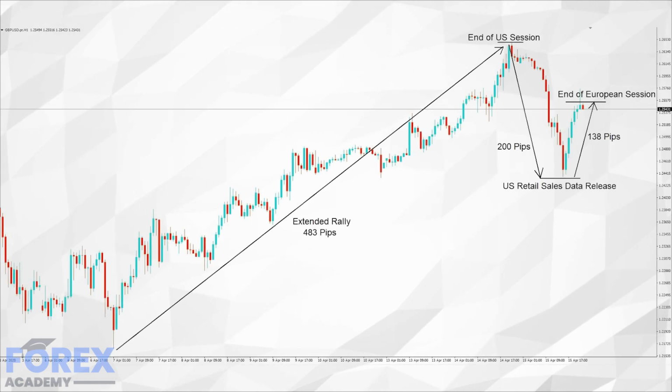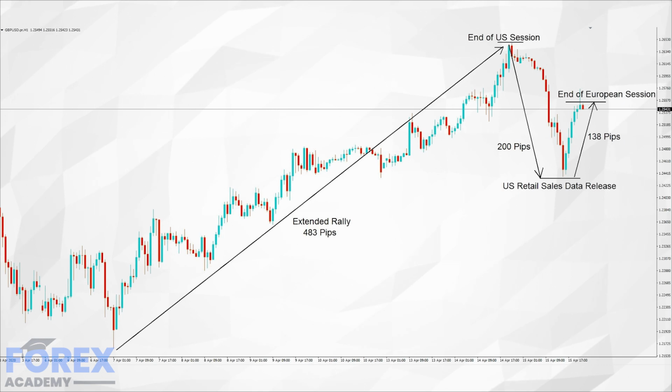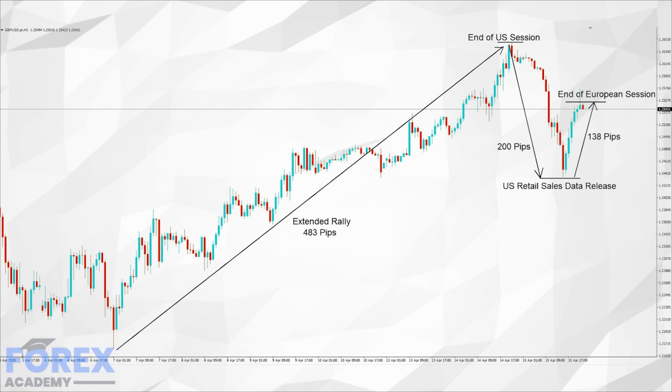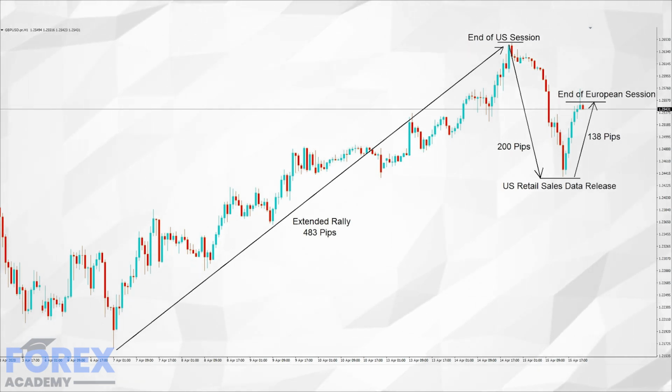So what are the main reasons that trends end? Let's take a look at a couple of examples. This is a screenshot of the GBP/USD pair on the 1 hour time frame. Firstly, we note that the extended rally of 483 pips was to the upside. The rally ends at the end of the US trading session, where the US traders will have no doubt taken their profits before the end of the session. And with the start of the Asian session, price action begins to fall lower.